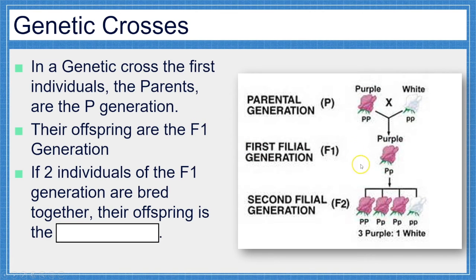If you take 2 members from the F1 generation and you breed them together, so yes, they would be siblings, then you get a second generation from that. And this is called the F2 generation. So if you see P generation, F1 generation, or F2 generation appearing, that's what it's referring to. It's just a way of labeling the different generations in a genetic cross.